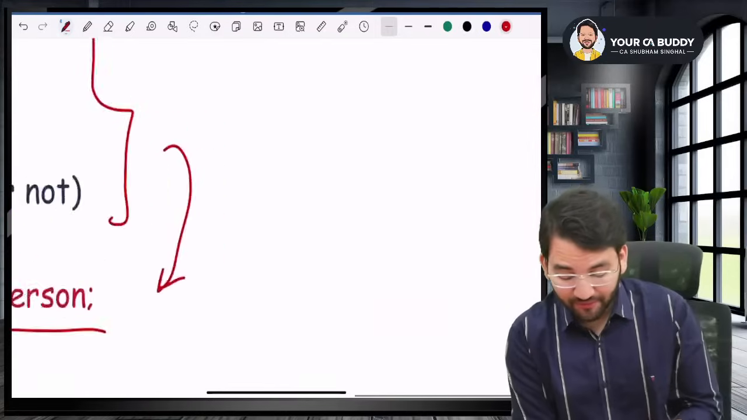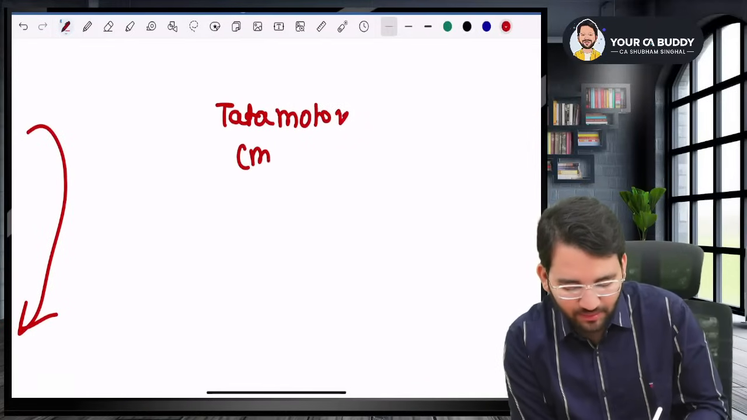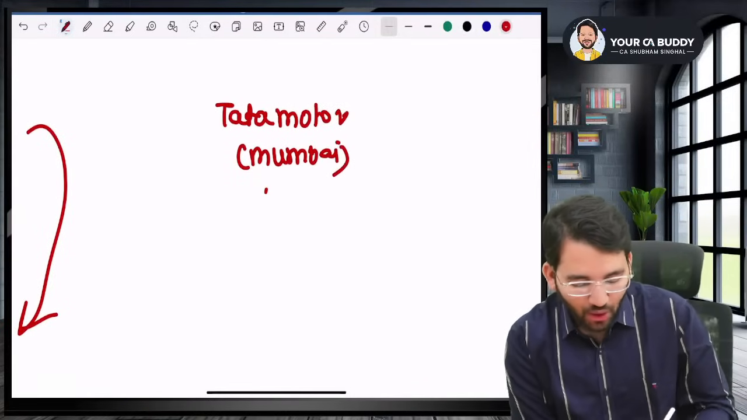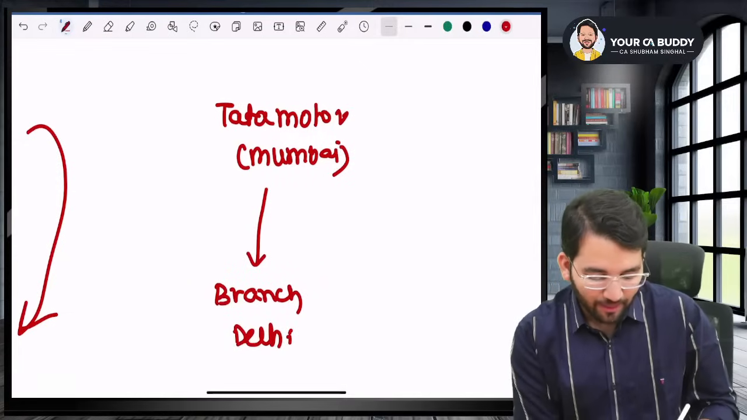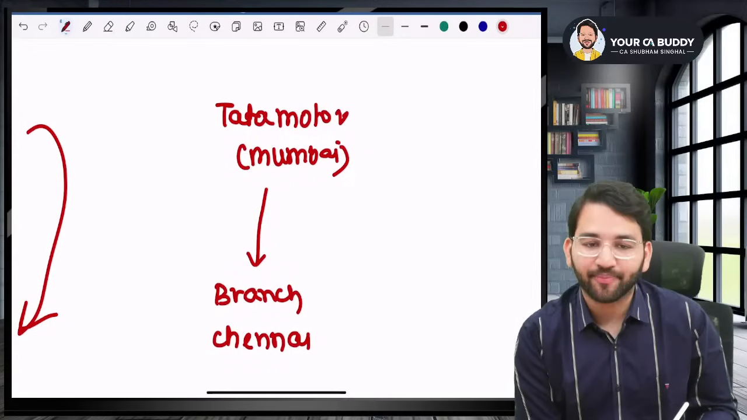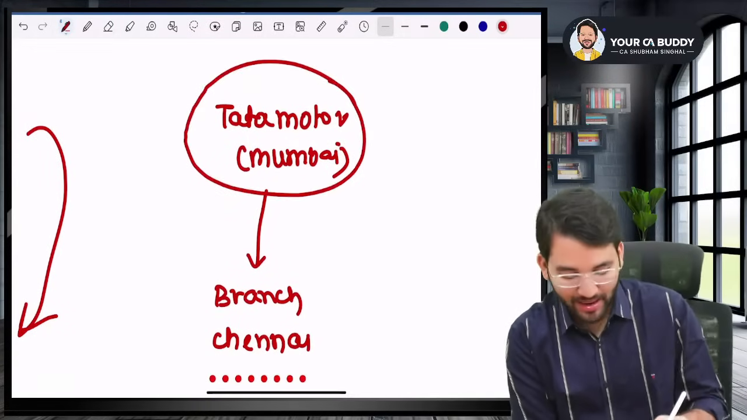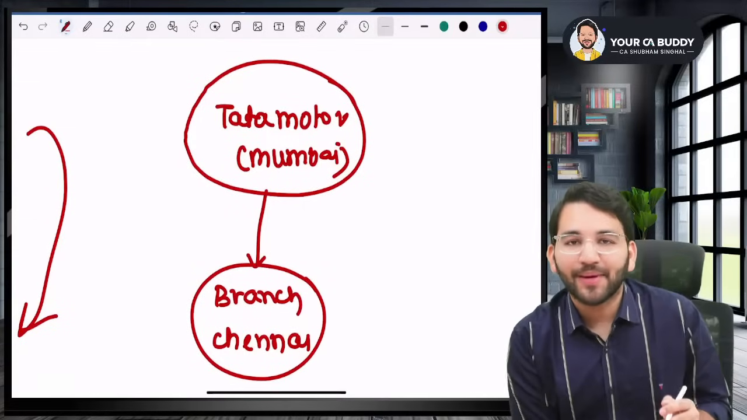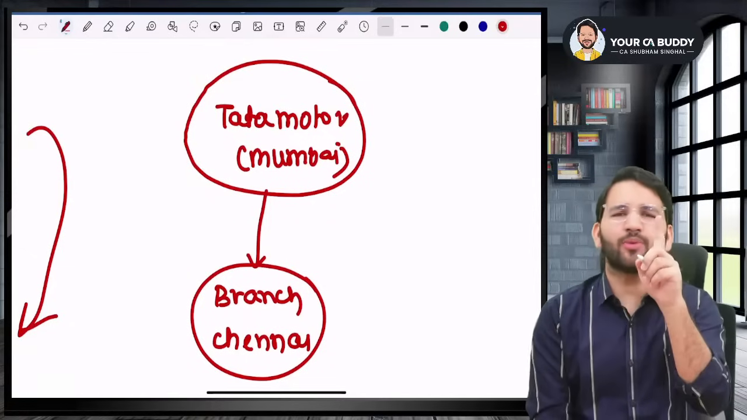What is the difference, sir? Generally, for example, guys, Tata Motors has an office in Mumbai. Now they have a branch in Delhi or a branch in Chennai. Listen to me very carefully. Tata Motors has a branch from Mumbai, and it has a branch in Chennai. Please try to understand. Usually these are not two persons. We will say this is only one person.